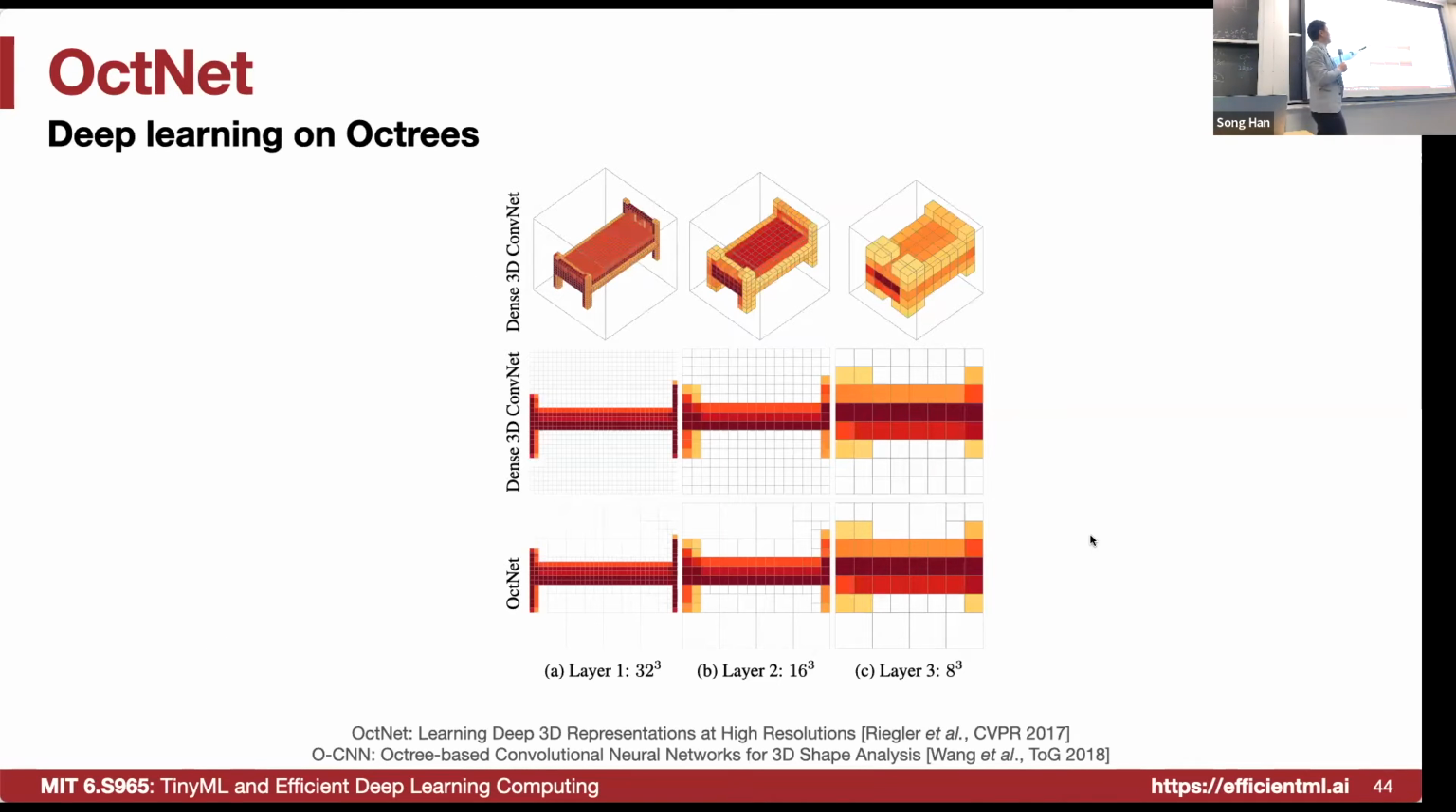Let's look at this representation using the dense 3D ConvNet. We have either coarse granularity or fine granularity. But using the octree, we can use different granularities. For locations that are completely white space, where there's no object, we can use a pretty coarse-grained representation. For finer details, we can use a finer granularity of the representation.